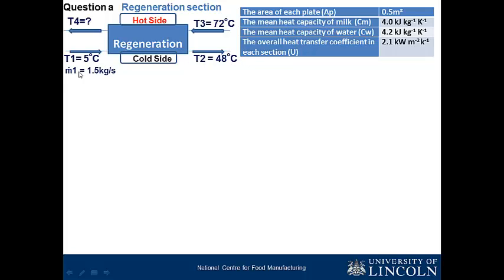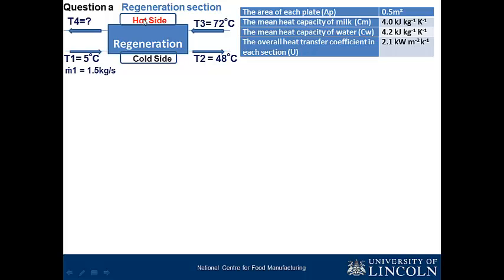Then the milk is flowing at the rate of 1.5 kilogram per second. Now we can see that at this end, at the cold side of the regeneration section, we know the inlet temperature, we know the outlet temperature, and we know the flow rate. That shows we can calculate the heat supply at the regeneration section.